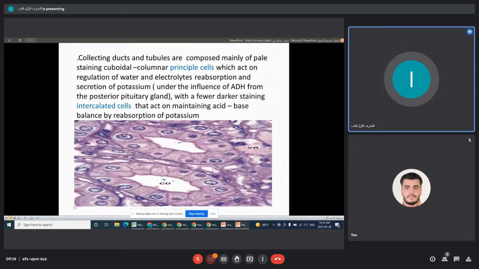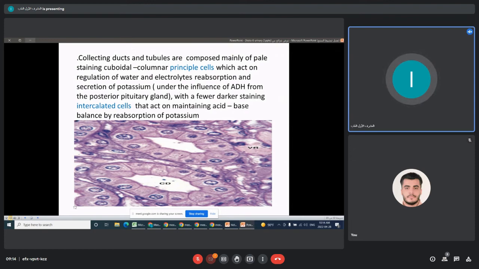Here it appears to be more columnar and has unusually distinct cell membranes compared to the ascending ducts. The lining epithelial cells of the ducts and tubules consist of large pale cuboidal cells called the principal cells, which will change into more columnar morphology as it goes distally. The major function is the regulation of water and electrolyte reabsorption and secretion of potassium. This is carried out under the influence of antidiuretic hormone from the posterior pituitary gland.